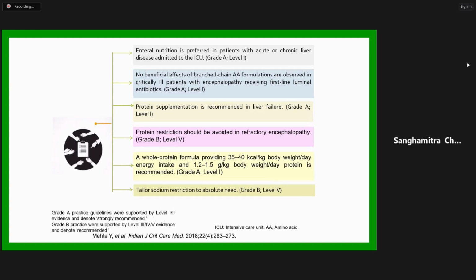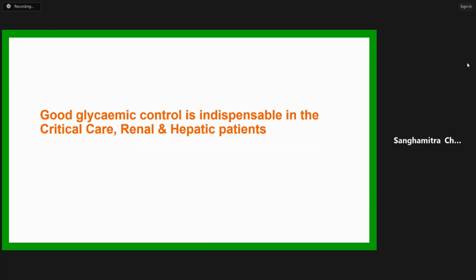So the classic liver failure patient in ICU would be managed like any other critically ill patient, with a high calorie, high protein diet, with a multidisciplinary management, with the fluid management, the electrolyte management. We have to do it in conjunction with the doctors, and accordingly we need to select the feed, and we need to let go of the old concepts that people with liver disease should not be given protein. Next slide. So good glycemic control is indispensable in the critical care, renal and hepatic patients.